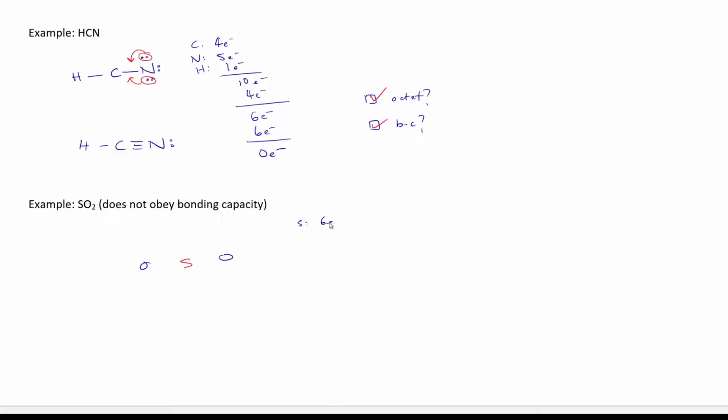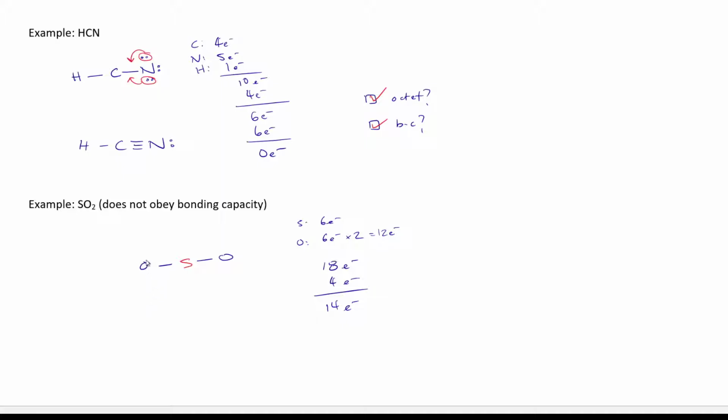Sulfur has 6 electrons. Oxygen has 6 electrons, but we multiply it by 2, and we get 12 electrons. Adding them together, we will have 18 electrons to place. Remember, we start by doing the bonds between the atoms. So we put the bonds between the atoms, and that is 4 electrons placed. That leaves us with 14 electrons.